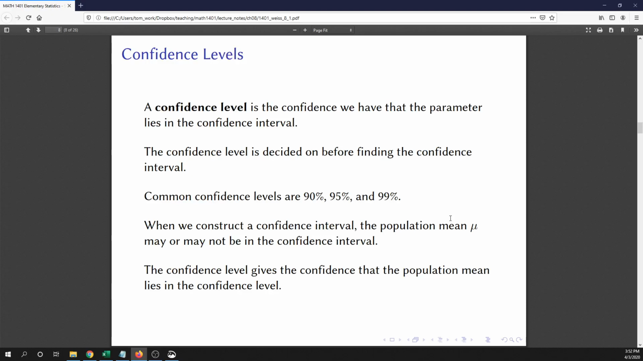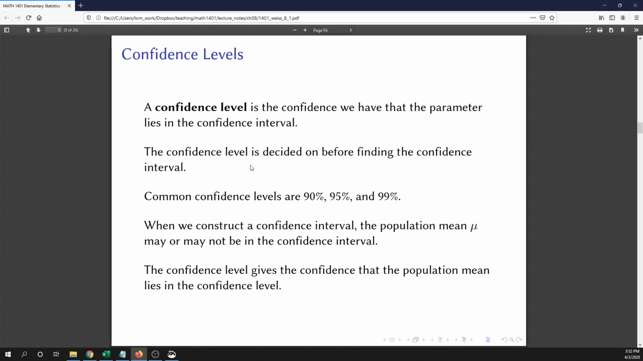Okay, so I keep saying probably. The population mean is probably in there. So that brings us to the idea of a confidence level. A confidence level is the confidence we have that the parameter lies in the confidence interval. That's why I keep saying probably, right? It's not guaranteed that the population parameter lies in that confidence interval. Okay, it's not 100% guaranteed.